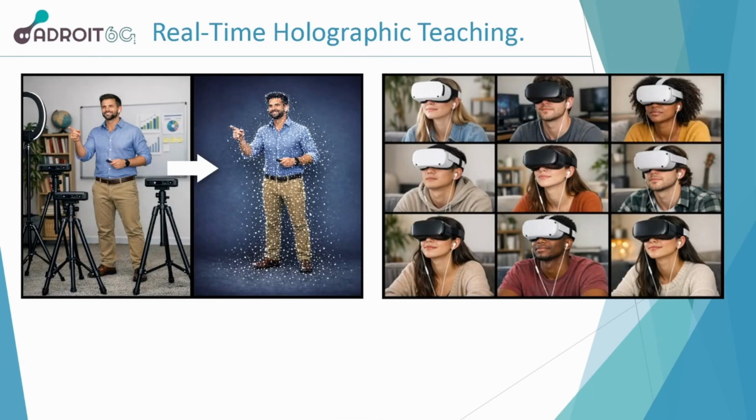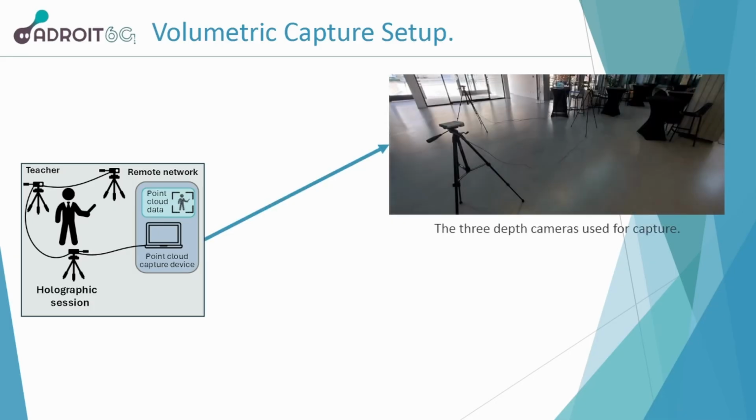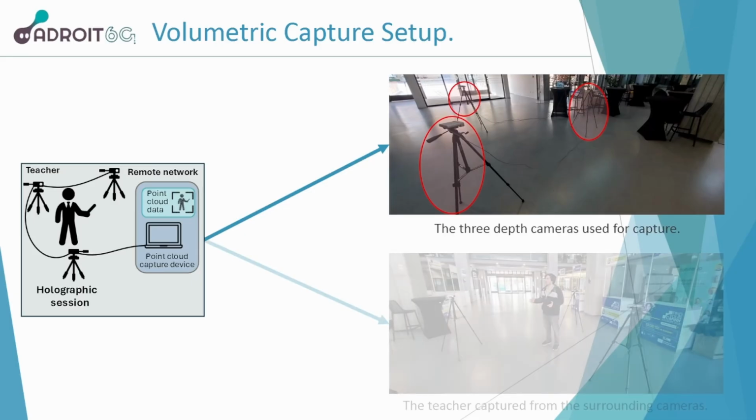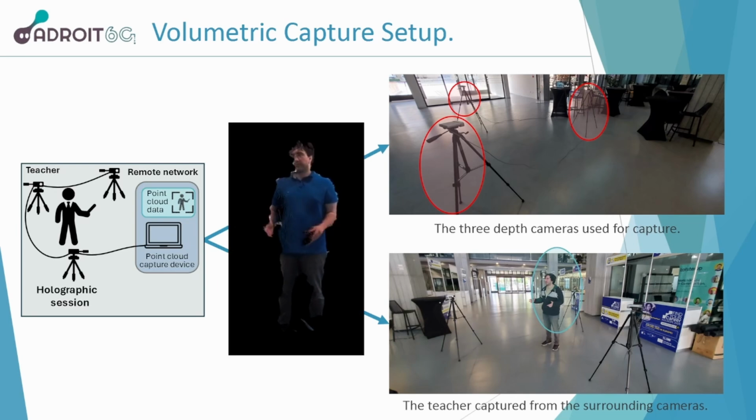We now move from concept to implementation, demonstrating the full end-to-end holographic teaching workflow enabled by the ADROIT6G architecture. The process begins with volumetric capture of the instructor. Instead of using a single camera, multiple RGB and depth sensors are positioned around the subject. These cameras simultaneously capture the instructor from different angles, generating a detailed three-dimensional representation known as a point cloud.